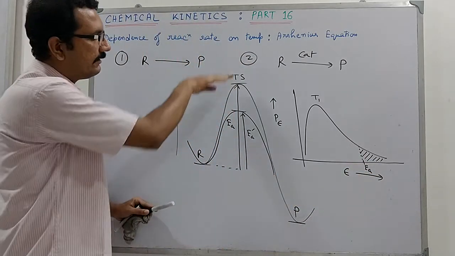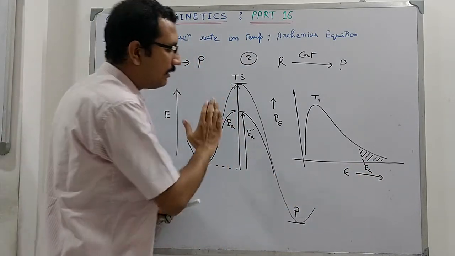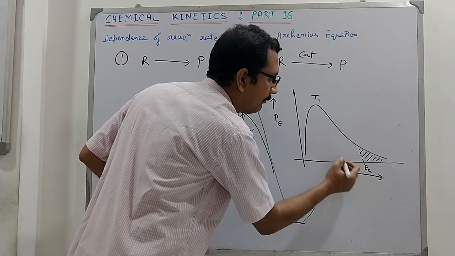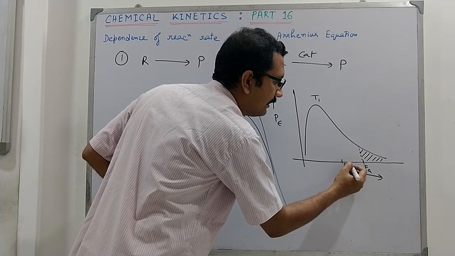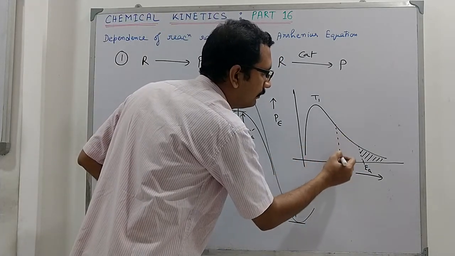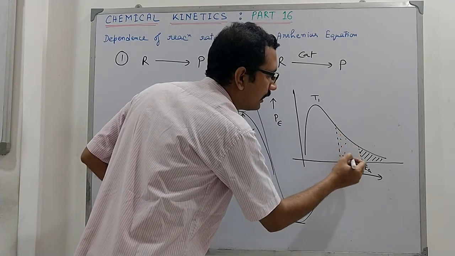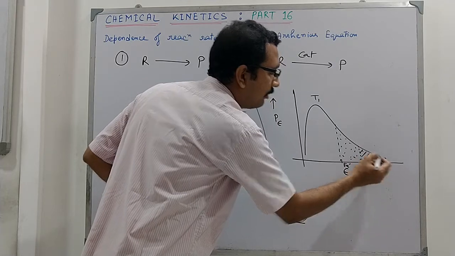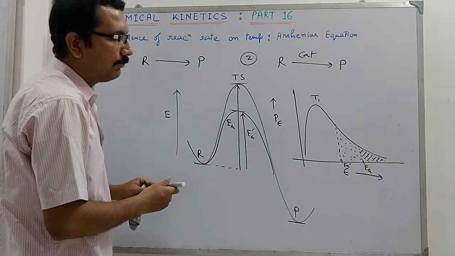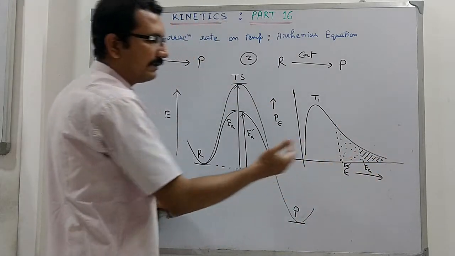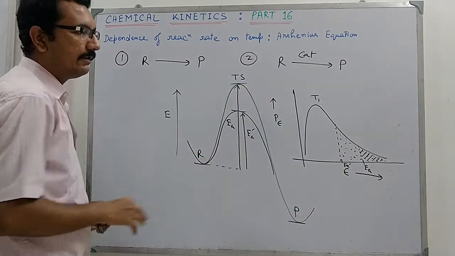Now when we apply catalyst, activation energy decreases, keeping all other parameters same. So activation energy decreases means now you have the activation energy here, EA prime. So now this number of molecules are eligible to cross the barrier. So you see, compared to case 1, in case 2 you have more number of molecules that are eligible to cross the barrier. So you have an enhanced rate.